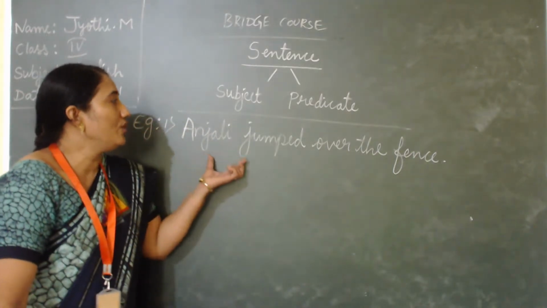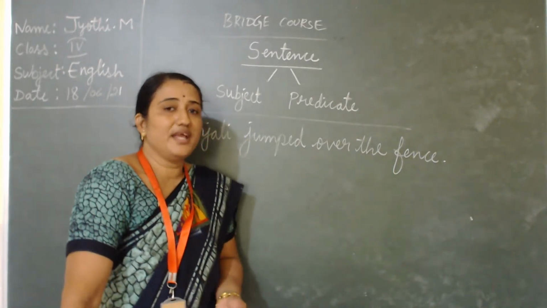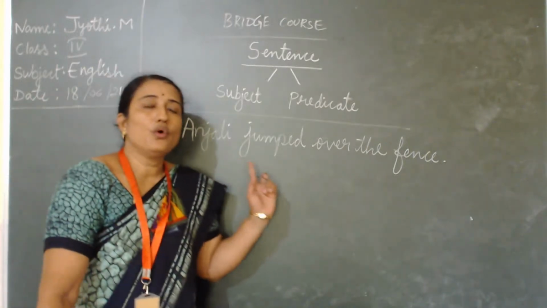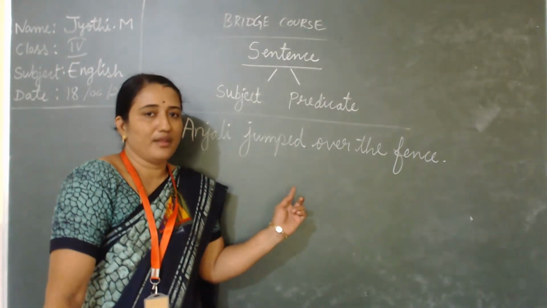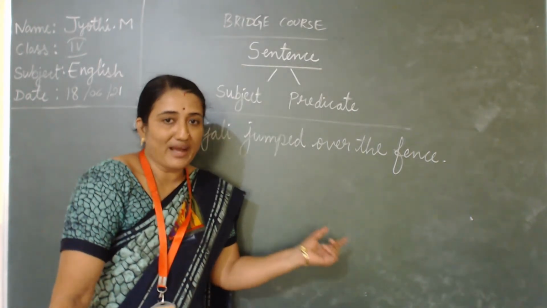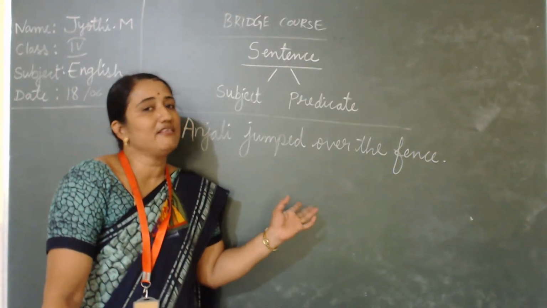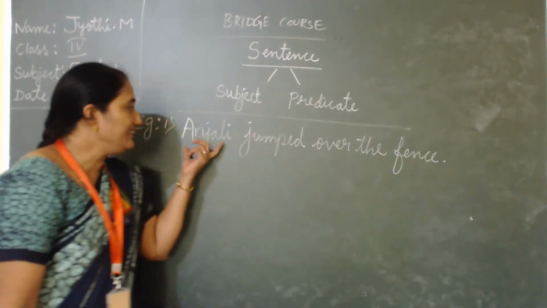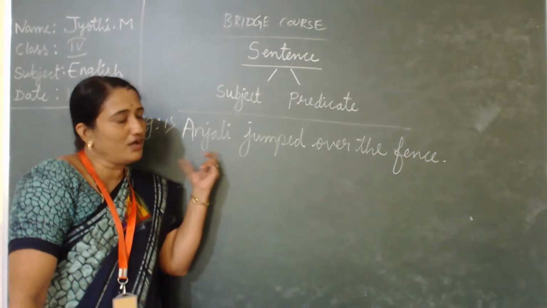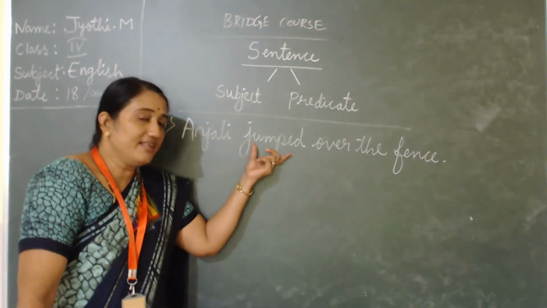How will we come to know which is the subject and which is the predicate in this sentence? The first thing we have to do is find the verb in the sentence. If the verb is there in a sentence, that will be the predicate part, and who is doing that action will be the subject. Now here, Anjali is the name of a person, so this is not a verb. Jump, you know what the verb is? See, jump is a verb.